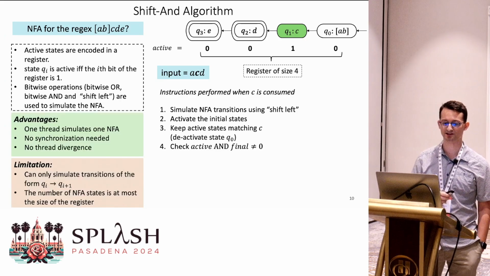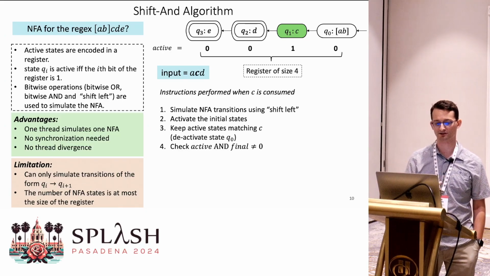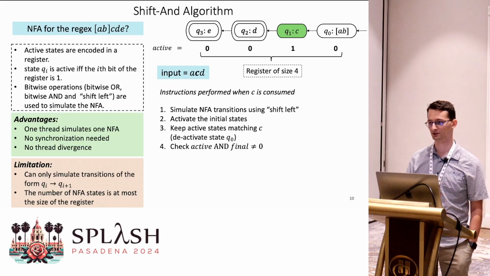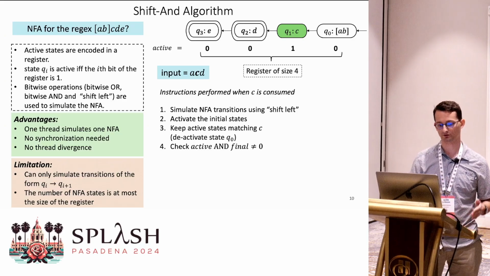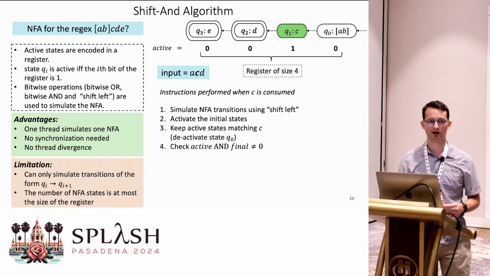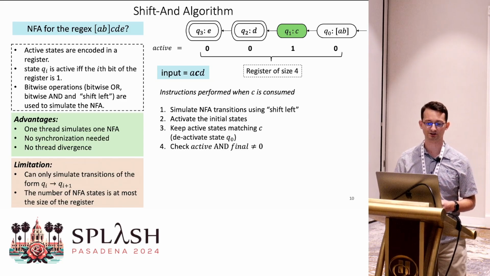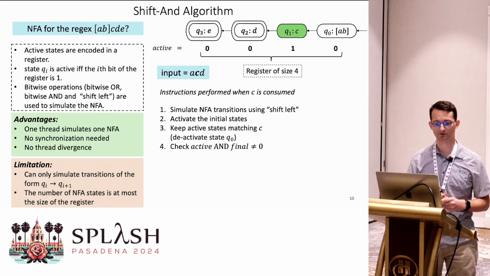So this algorithm has several advantages if you compare it to the algorithm I presented before, the standard NFA simulation. The first one is one thread, instead of simulating only one NFA state, is going to simulate one NFA at a time. And this solves many problems that we had before. The first one is you don't need communication between the threads because NFAs are independent, therefore no synchronization. Another problem that is solved is about divergence. Before you had this for loop to iterate over the successors to take all the transitions. Now, because we're only using one instruction, a shift left, to perform the transitions, we don't have divergence anymore.